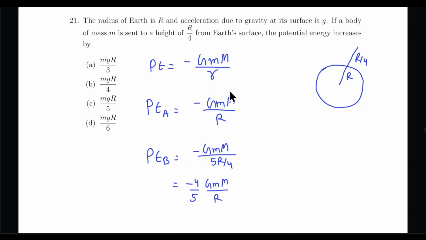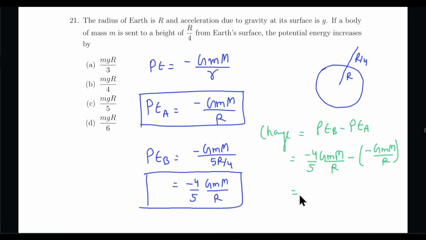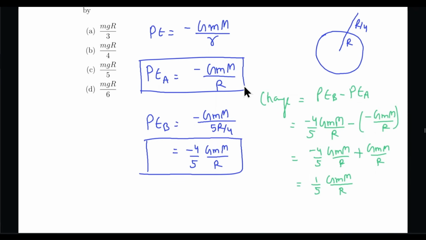That is the potential energy at B. So potential energy at A is here, at B is here. We are looking for a change. So the change is going to be potential energy at B minus potential energy at A, which is negative 4/5 of GMm over r minus of minus GMm over r, which is negative 4/5 of GMm over r plus GMm over r. 1 minus 4 over 5 is just 1 over 5, so it's 1 over 5 GMm over r. Of course, this is not in the options because they need it in terms of acceleration due to gravity.